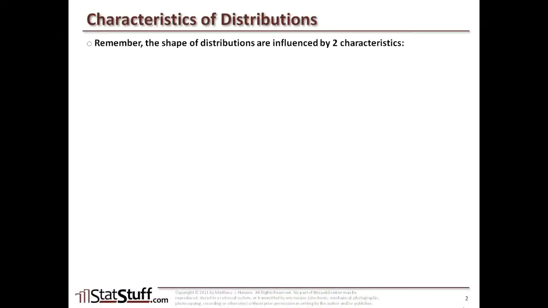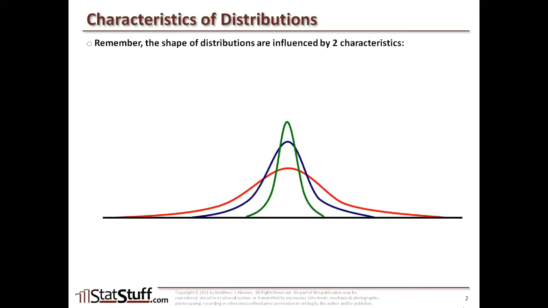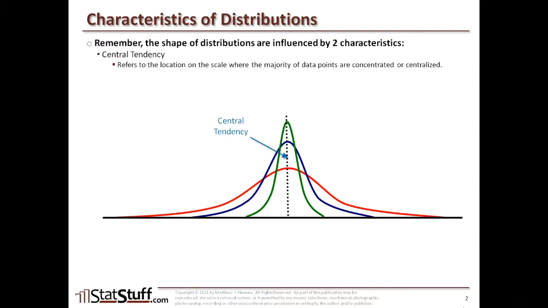If you recall, we said that the shape of the distribution is influenced by two different characteristics. So if we have an example here of three distributions that are laid out on a scale. The first characteristic is central tendency. This is referring to the location on the scale where the majority of the data points are concentrated or where they're more centralized. It's that central point where most of those data points tend to fall on the scale. And for normal distributions, again, it's the mean or the average that we would tend to use for measuring that central tendency.